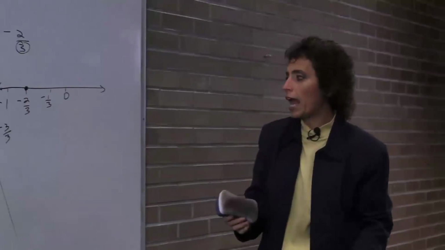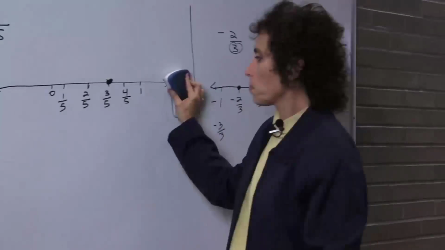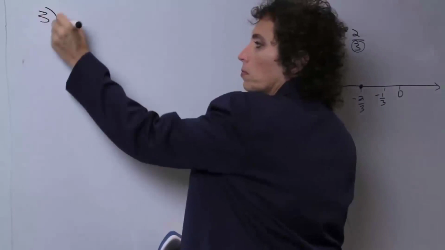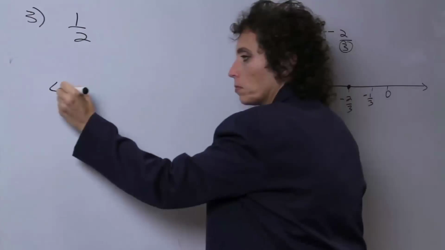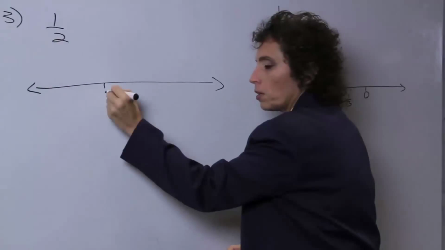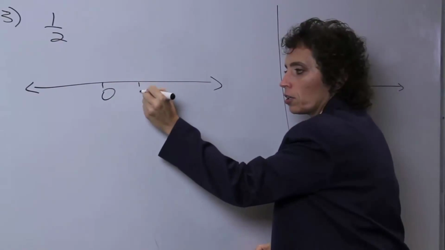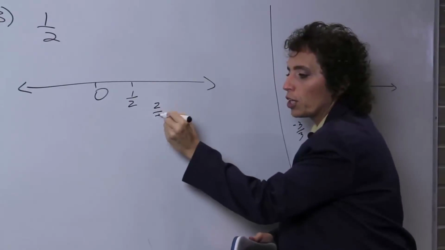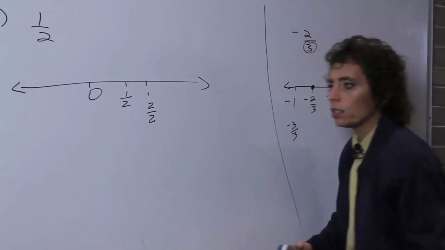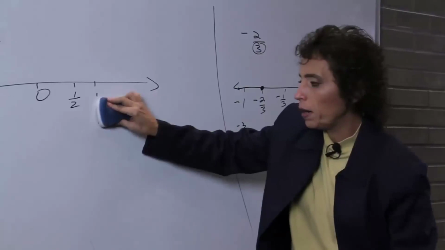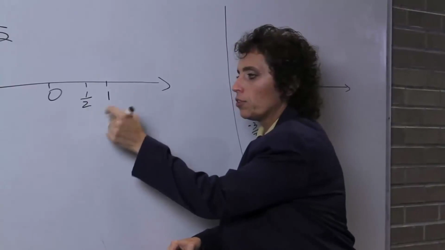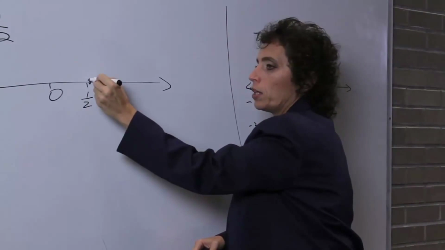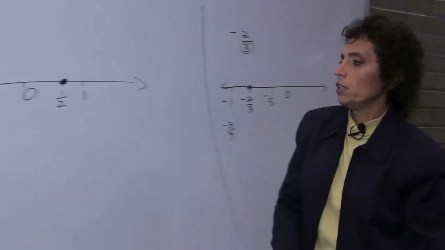Okay, and finally 1/2. Here's 0. Here's 1/2. Well, the next one would be 2 over 2, which would be 1. Okay, because only 2 spots you need to get to 1, because you break it up into 2. So there's your 1/2.